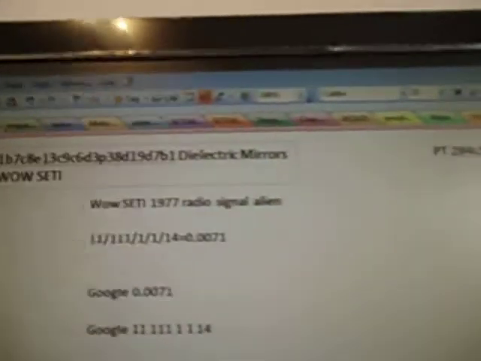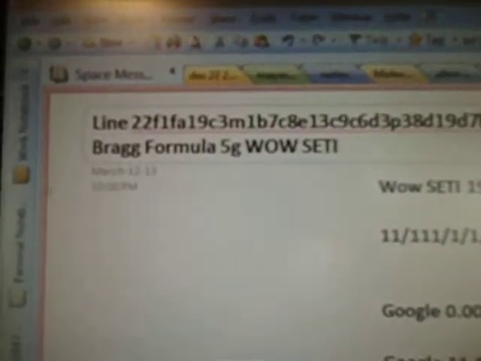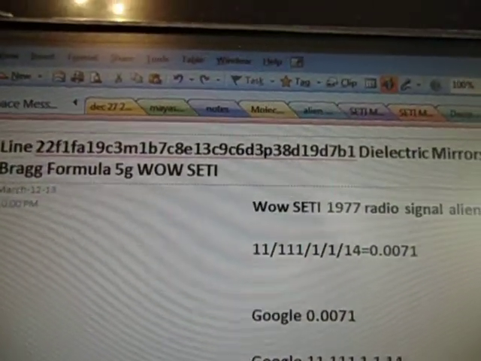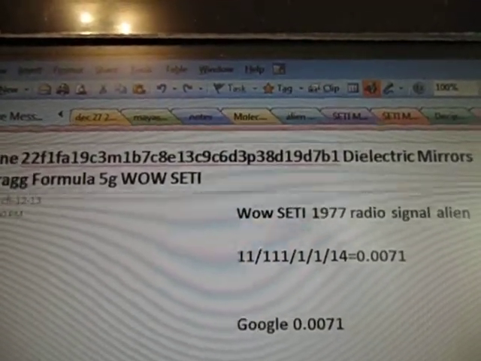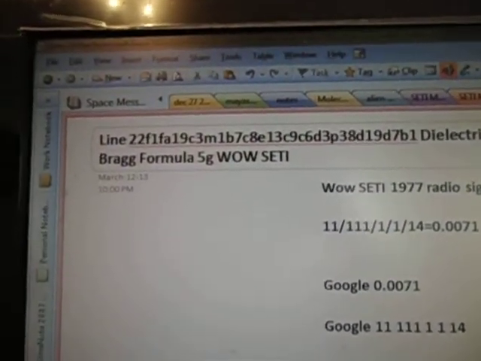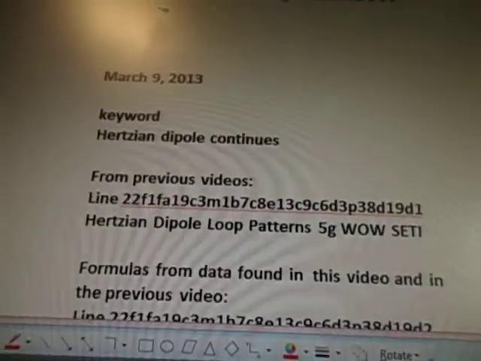Okay, this is part 284C3M1B7C8E13C9C6D3P38D19D7b1. And it's line 22f1fa19C3M1B7C8E13C9C6D3P38D19D7b1 Dielectric mirrors Bragg formula 5G Wow Seti. There's our alien radio signal.